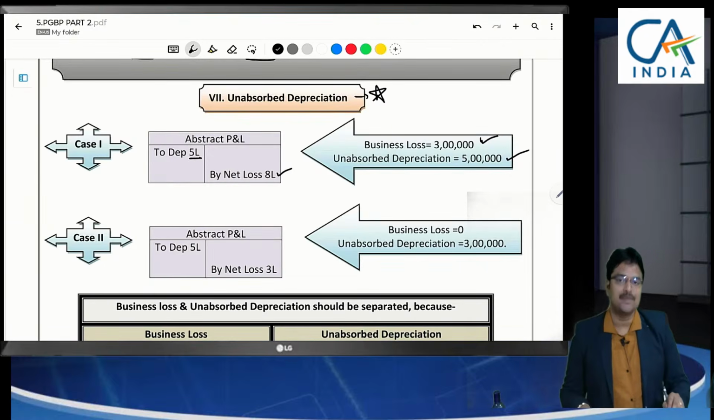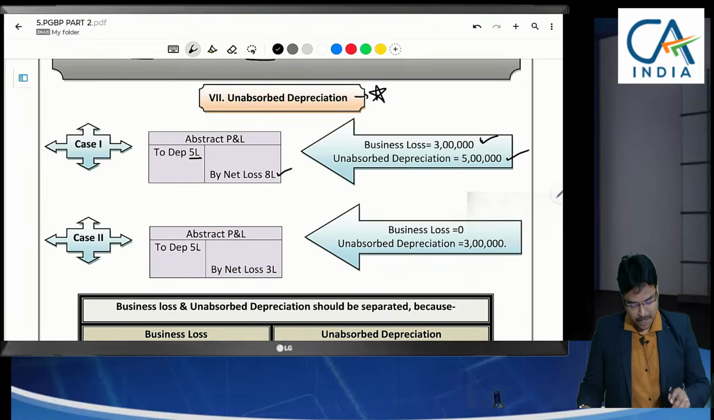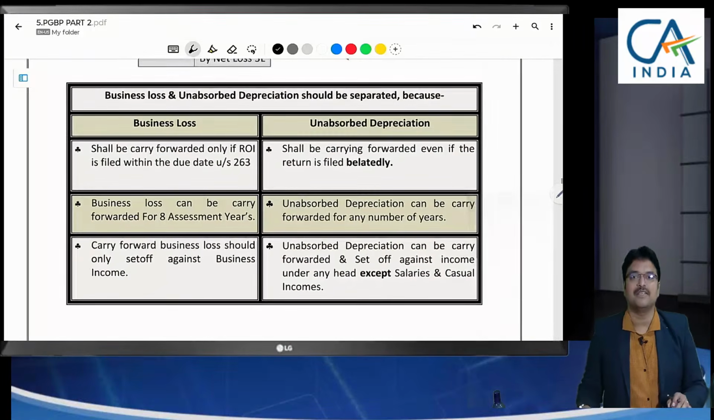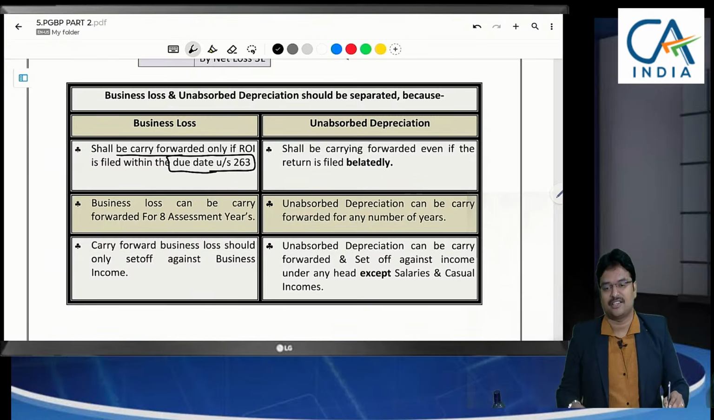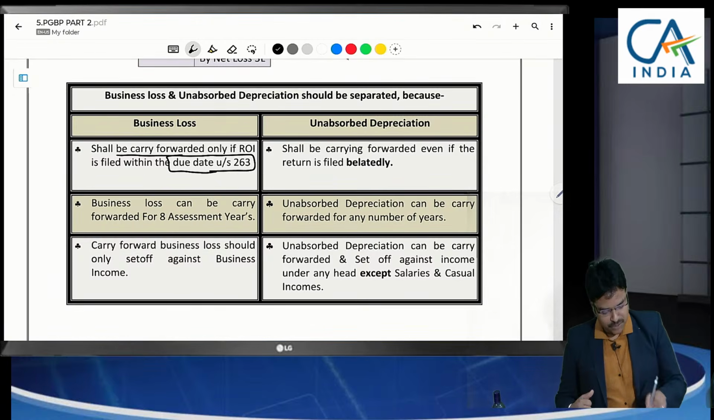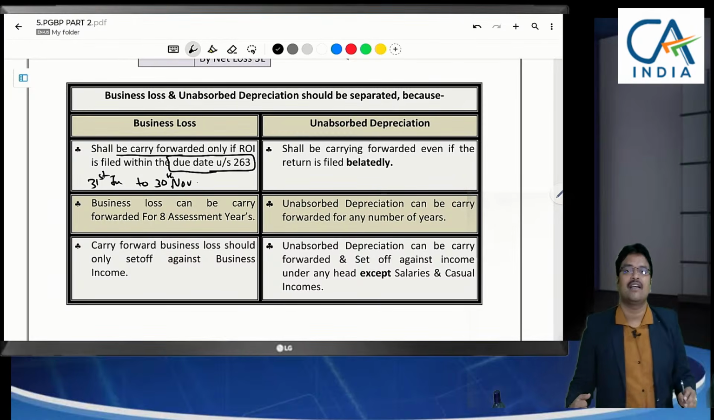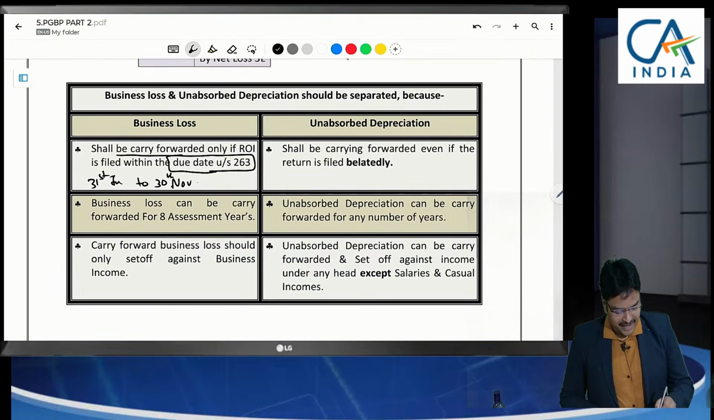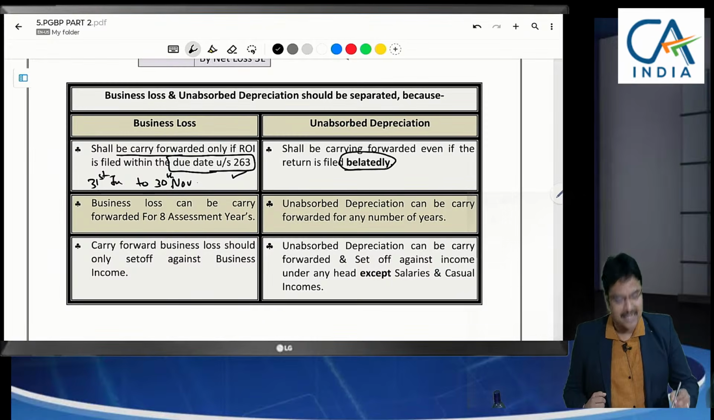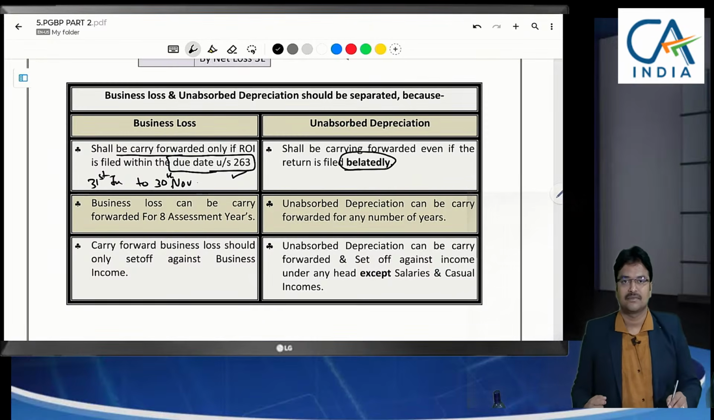Why we are separating business loss and unabsorbed depreciation? Because there are some differences between business loss and unabsorbed depreciation. Business loss can be carry forwarded only when we file the return within the due date. The due date of filing return, new section 263, from 31st July to 30th November, there are various due dates based on the nature of the SSE. So here it shall be carry forwarded only when the return is filed within due date. But unabsorbed depreciation, even for belated returns also it can be carry forwarded. That is the first difference.